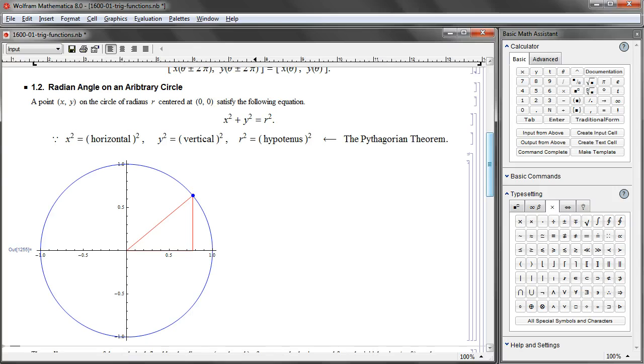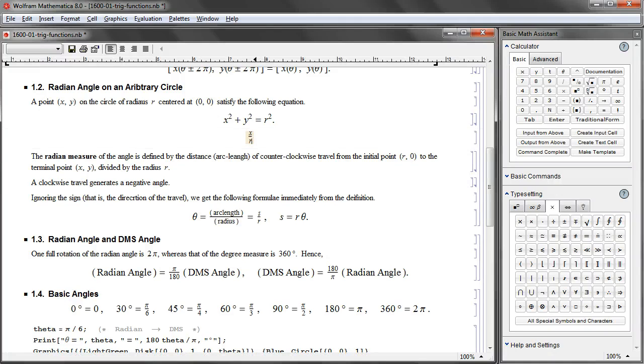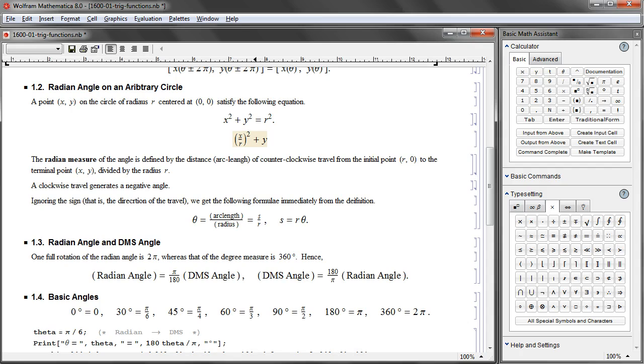x squared and y squared are horizontal squared and vertical squared respectively, and r is the hypotenuse, so r squared is hypotenuse squared. So we have the Pythagorean theorem again: horizontal squared plus vertical squared is equal to hypotenuse squared. So we have x squared plus y squared is equal to r squared. Or equivalently, (x over r) squared plus (y over r) squared is equal to 1.